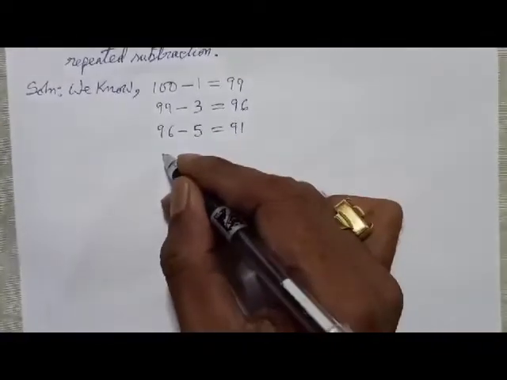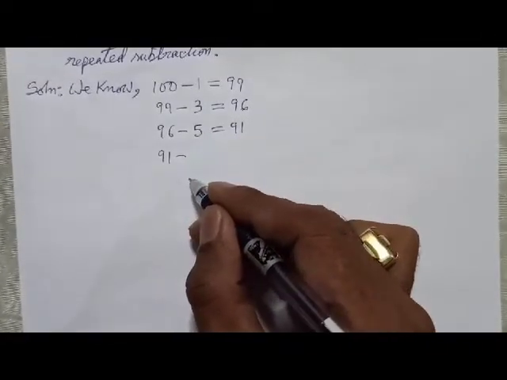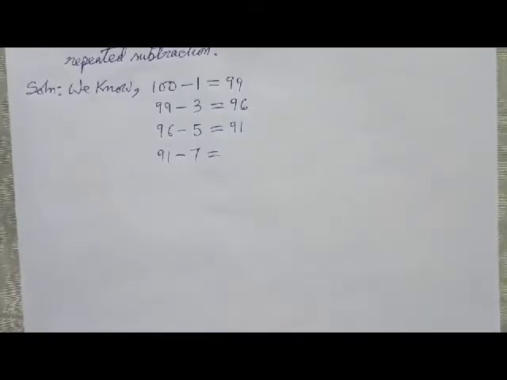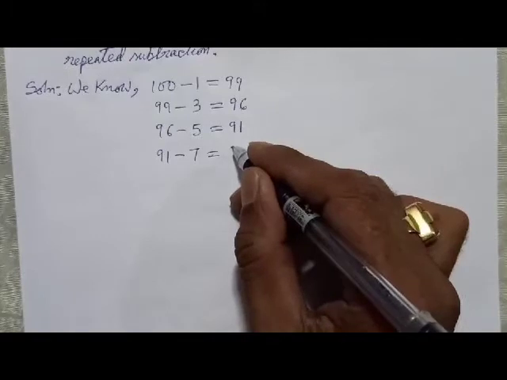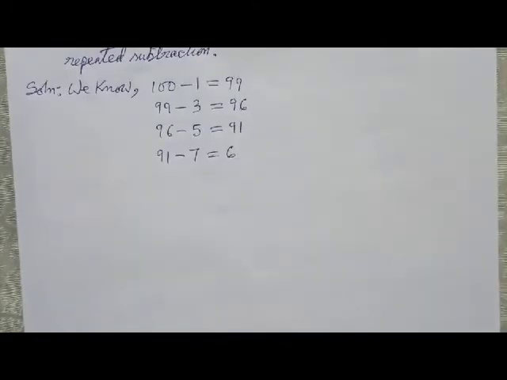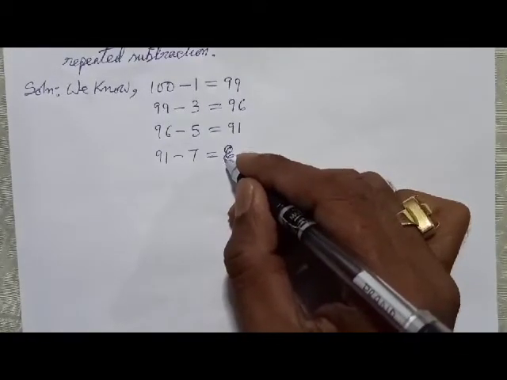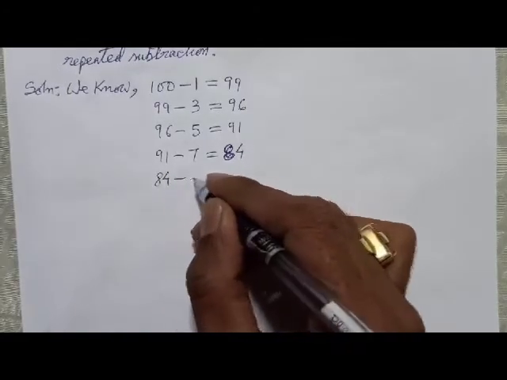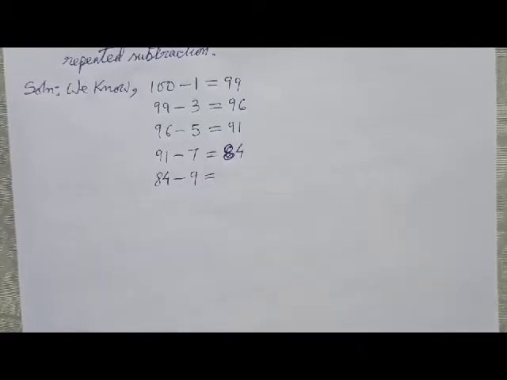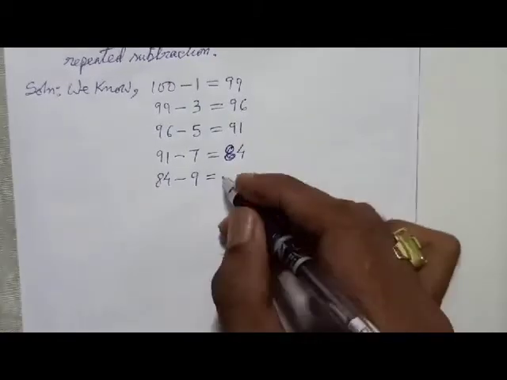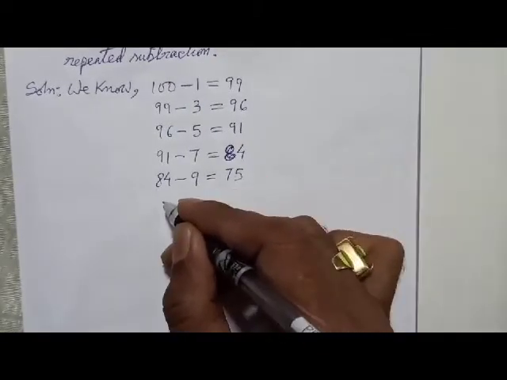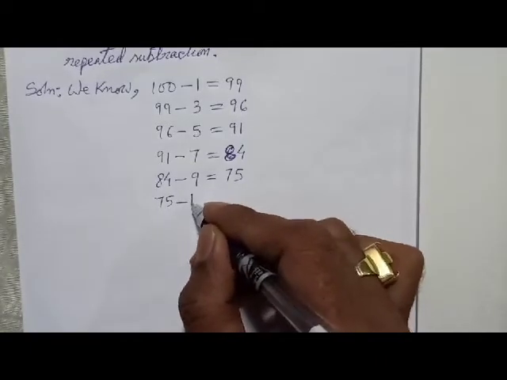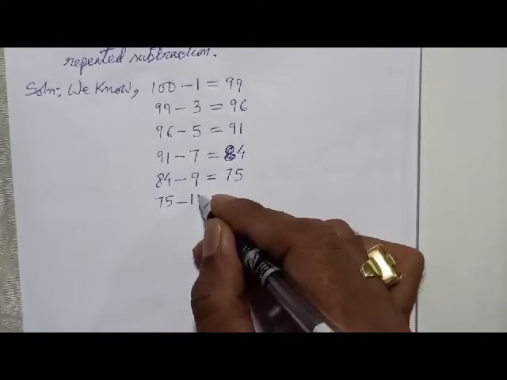91. 91 minus next odd number is 7. 84. So 84. 84 minus next odd number is 9. 75. Next is 75 minus next odd number is 11.